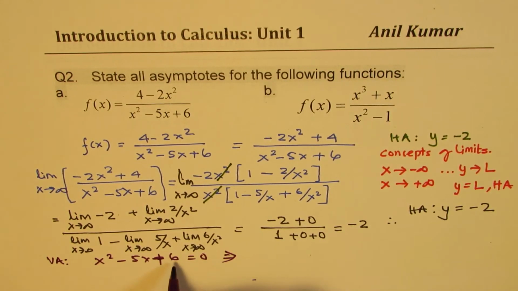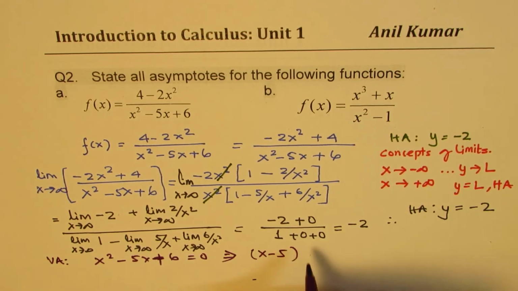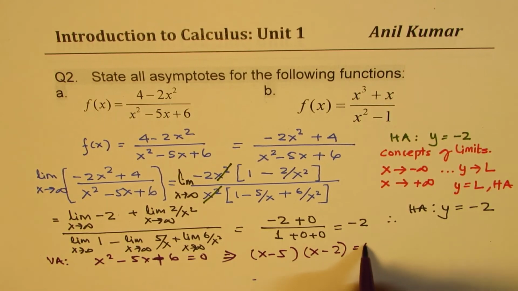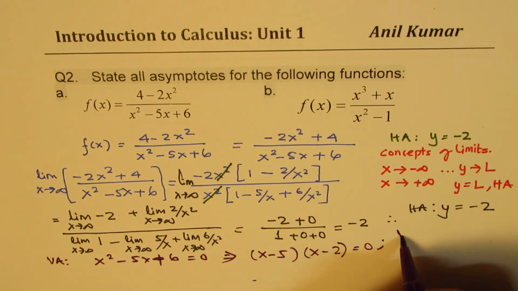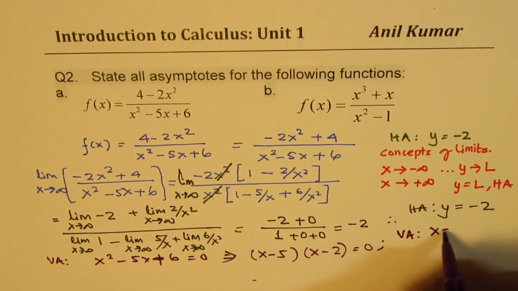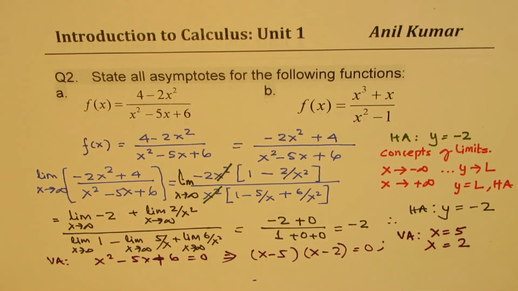I get 3 times 2 is 6, which is also minus 5 when I take both negative, right? So I could write this as x minus 5 times x minus 2 equals 0. So the denominator is 0 for 5 and 2. And therefore, we get our vertical asymptotes at x equals 5 and at x equals 2. Is that clear? So these are the two vertical asymptotes for part A. So I hope the concepts are clear.